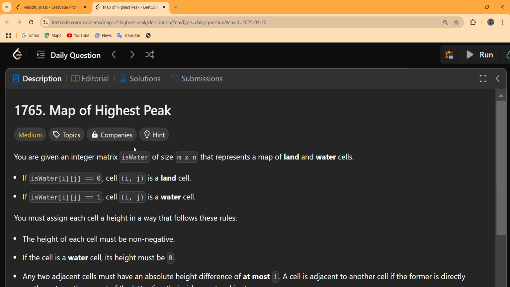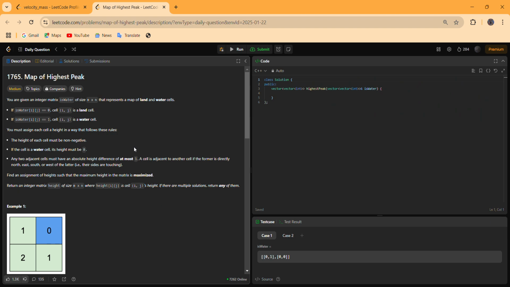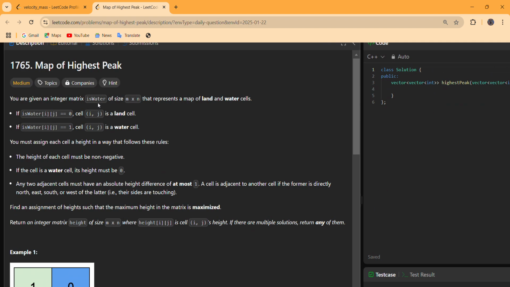This is question number 1765, Map of Highest Peak. It states that there is an input matrix given to us which has the dimensions m cross n, where m is the rows in that matrix and n is the columns. isWater[i][j] is equal to 0 when that particular cell is a land cell. Means if there is a 0 in the input matrix, then it will be a land cell, otherwise it is a water cell.